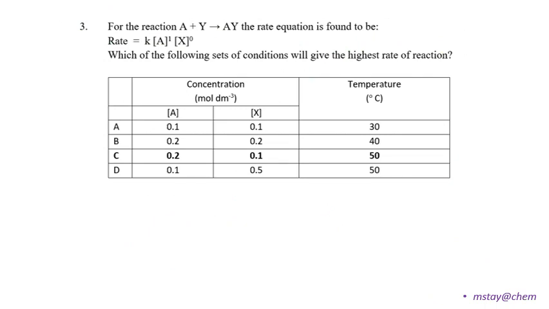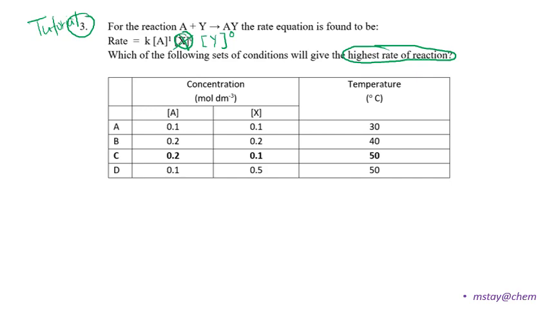This objective question is also from the tutorial. So we look at number 3 here. For the reaction A reacts with Y to produce AY, the rate equation is found to be rate equal to k concentration of A to the power of 1 and concentration, I think here it has a typo, so it should be concentration of Y to the power of 0. Which of the following sets of conditions will give the highest rate of reaction?